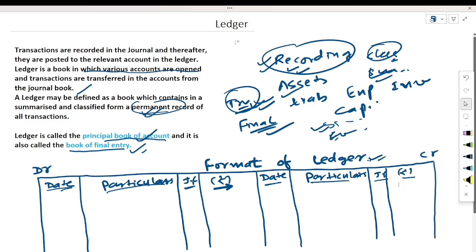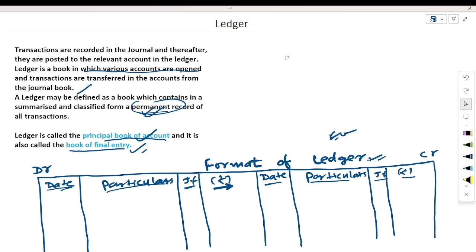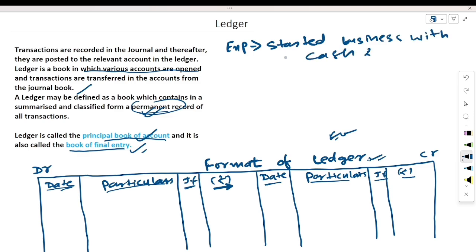We will take a few journal entries, and with the help of them we will be able to transfer. Suppose we are taking one or two transactions just for example. Started business with cash rupees 1 lakh. Transaction 2: purchase goods rupees 10,000.